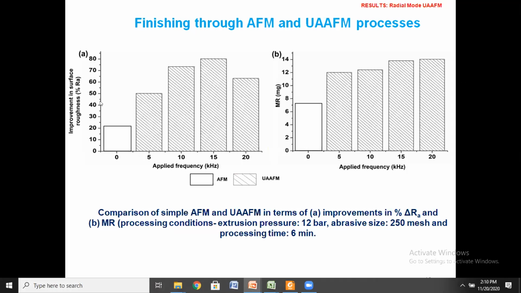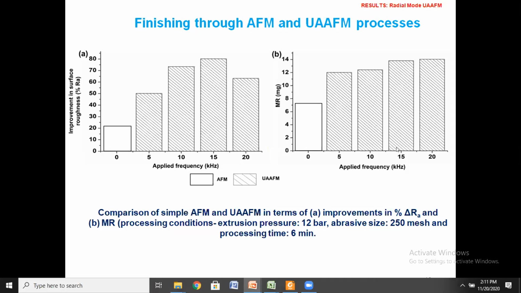So this is maybe because at 15 kilohertz it reaches its maximum, and further increase of frequency, with the combination of pressure and other parameters, there is a chance of abrasives scratching the workpiece, and therefore resulting in lower surface finish. So in order to find the optimum parameter in case of applied frequency, and the combination of other parameters, you need to know where it goes optimum, and then further it starts deteriorating, right?